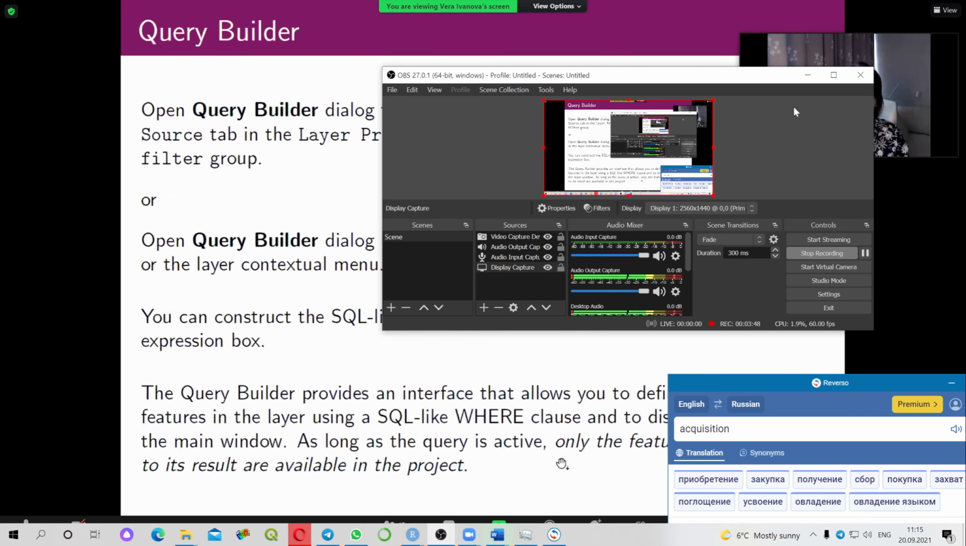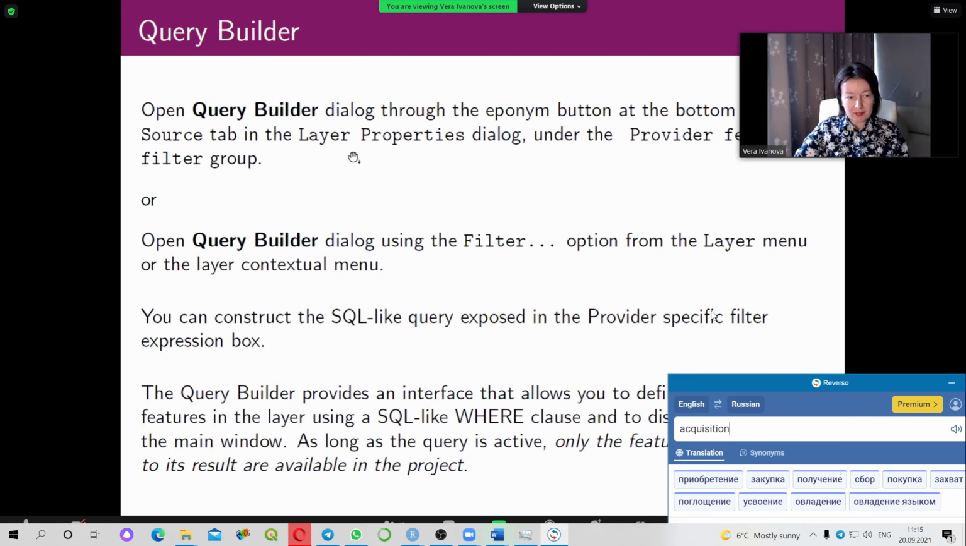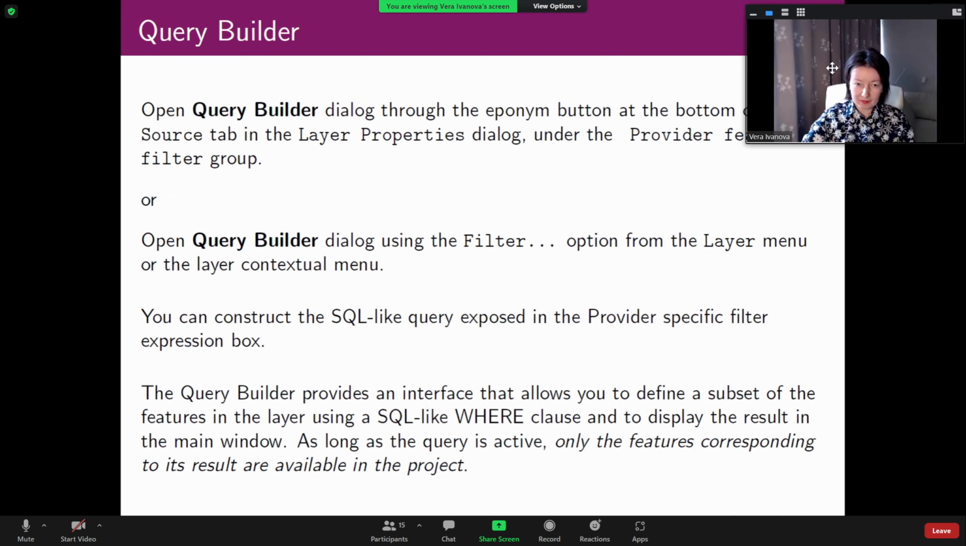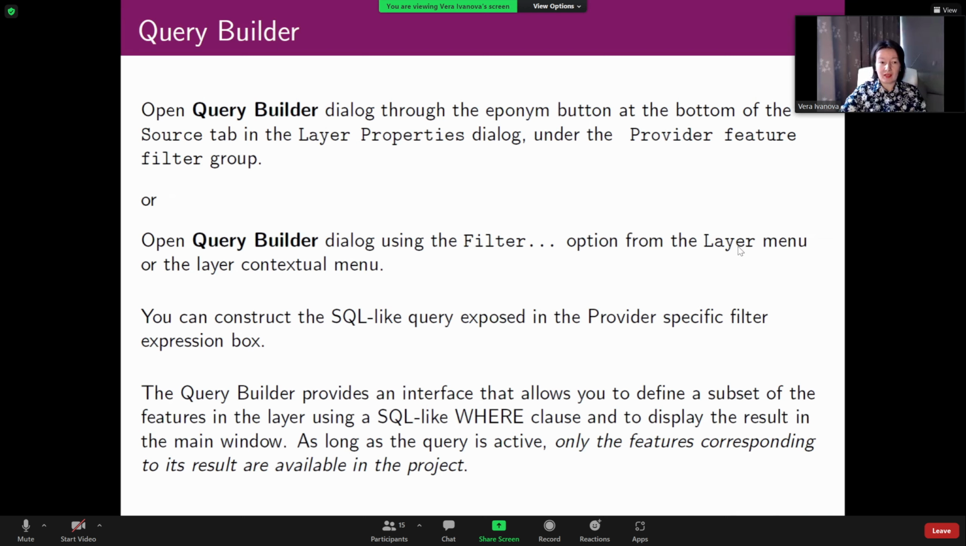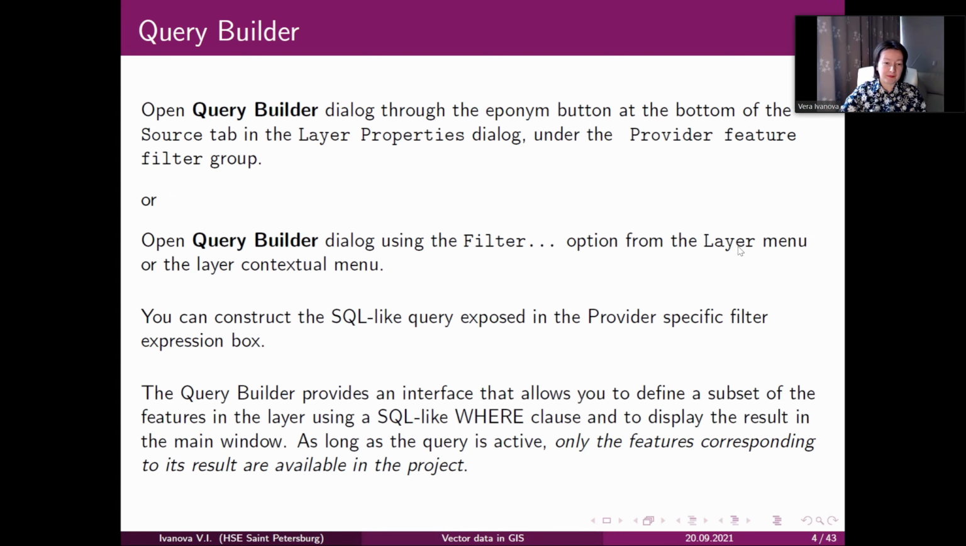So let's move on. Query builder. This is a dialog, a small window, where you can define which features you are going to show on the map. You can construct the SQL-like query exposed in the provider specific field filter expression box.